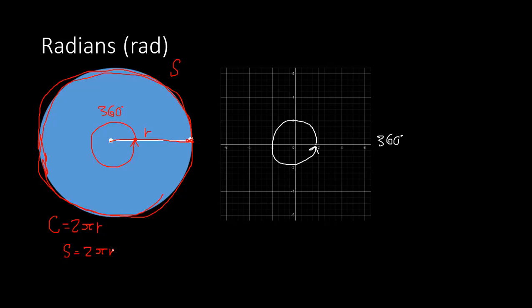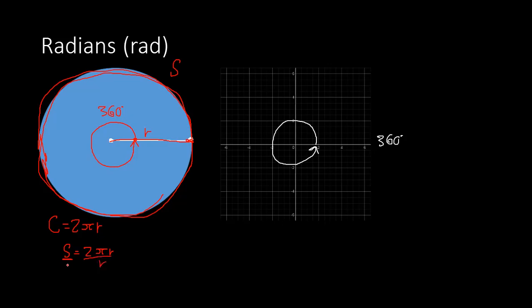If the central angle is 360 degrees, then the arc length is the circumference. But if it's not 360 degrees, then it would be a different scenario. I'll explain later. Suppose you have S as your arc length. Then you have 2 pi times r.